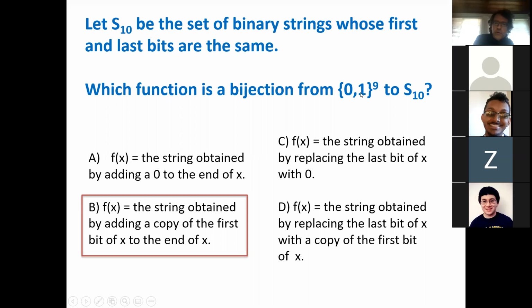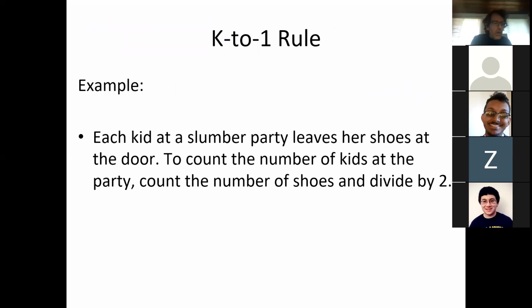In order to map from 9-digit strings to the strings of length 10, whose last bit is a copy of the first, I just performed this action of taking 9 bits and copying the first to the end. And that's the bijection. Let me generalize this. It's not exactly general, but it's a form of generalization. The K-to-1 rule.